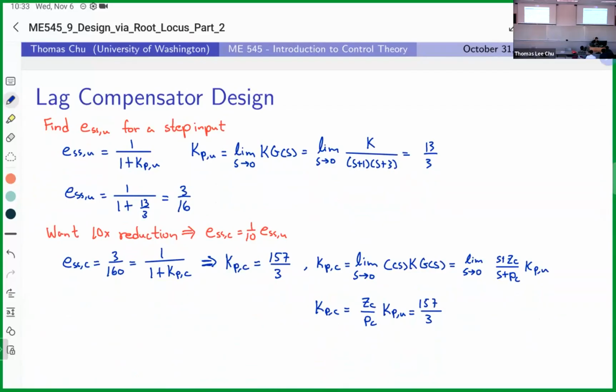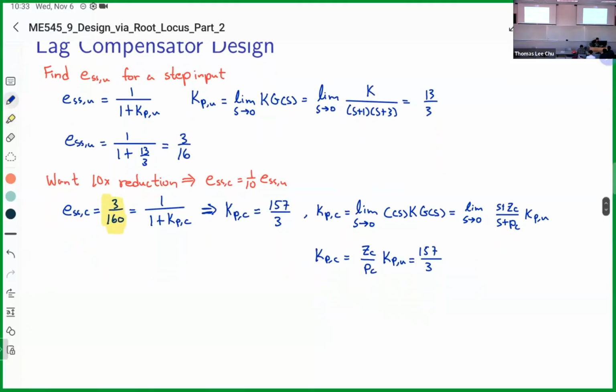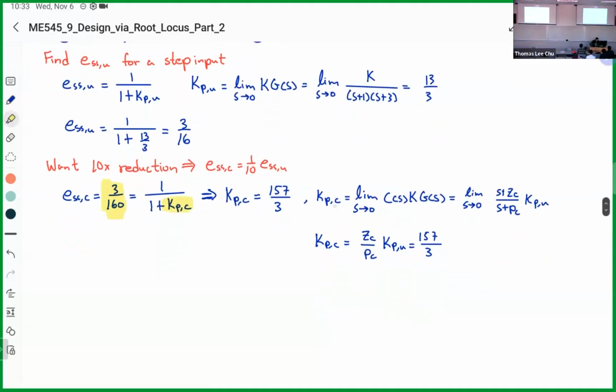Okay, so we wanted our steady state error to be reduced by that much. We had 3 over 16 for our steady state error, and we found that the compensated system needed 3 over 160 for a 10 times reduction. So then we found the new Kp compensated constant, which is defined here.